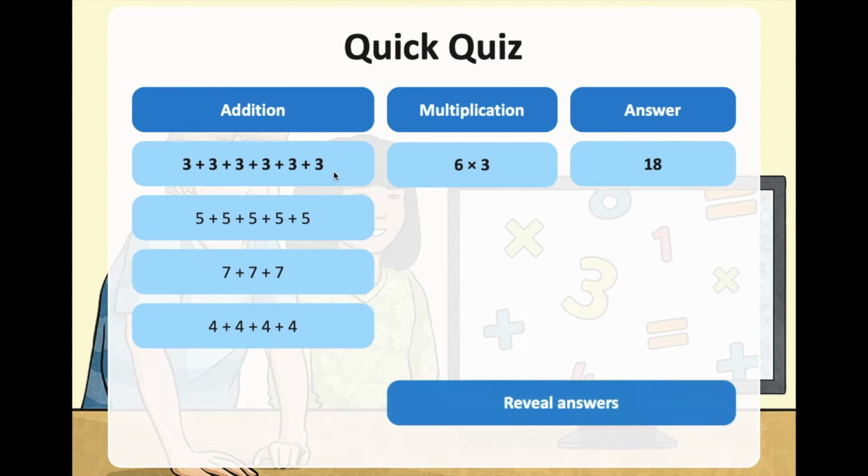So this one has been done for us. So if it was 5 plus 5 plus 5 plus 5 plus 5, how would I turn this into a multiplication number sentence? I'm going to pause the video now and I want you to try and solve the rest of these. So write the multiplication number sentence here and figure out the answer, and then we'll reveal the answers in a minute.